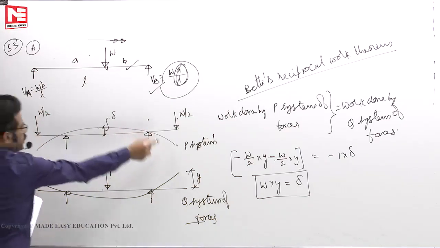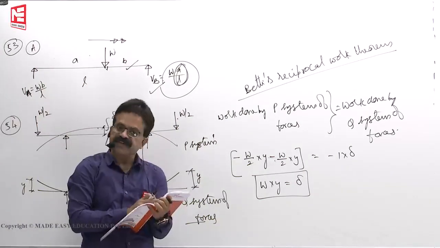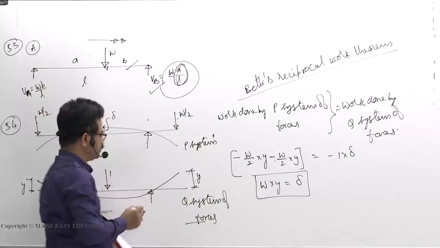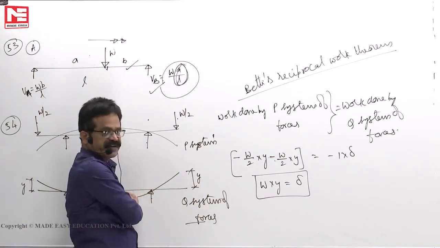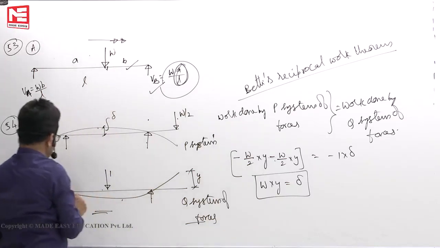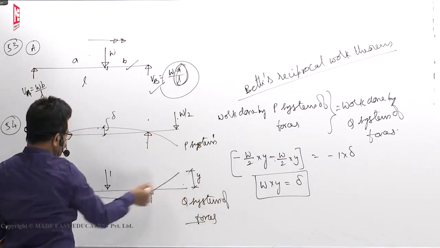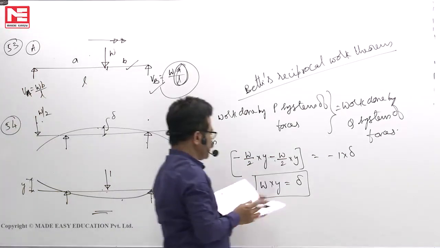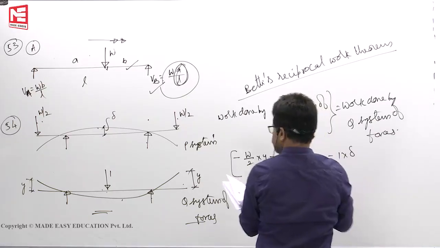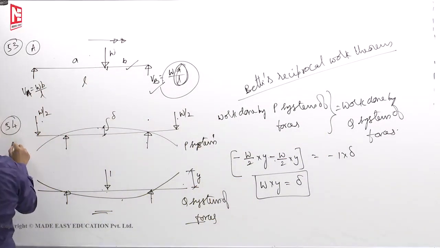W by 2 into Y, W by 2 into Y, the same. So from the influence line diagram also we get the same thing, because this is the influence line diagram for the deflection at midspan. So W by 2 into Y, W by 2 into Y, you will get the deflection at midspan. Okay, so assertion and reason are correct, and the reason is the correct explanation for the assertion. So question 54, A is the correct one.